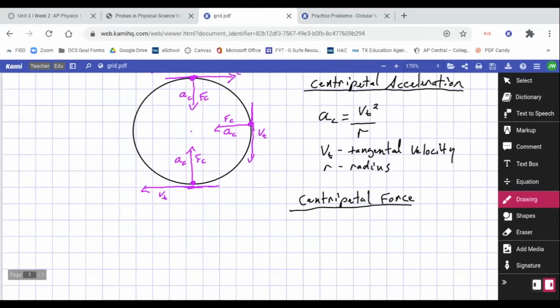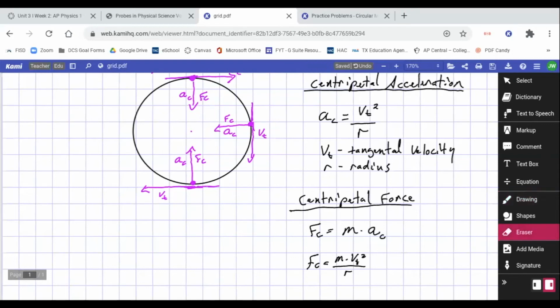We have said that centripetal force is equal to mass times centripetal acceleration. But now that we have a definition for centripetal acceleration, we could plug in what we know it is, so that depending on the variables we have in a question, we could solve for it. So let's do that real quick. F_C is equal to mass times centripetal acceleration, and since centripetal acceleration is v_T squared over r, here we're just interchanging these two things.